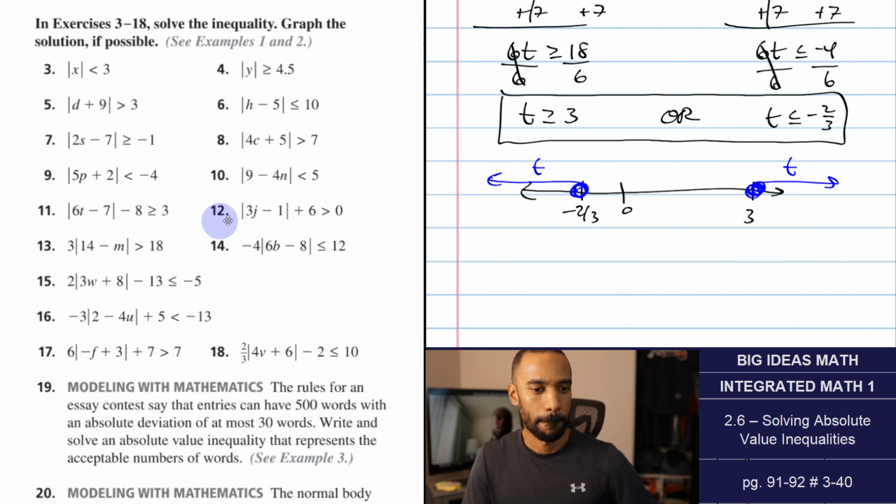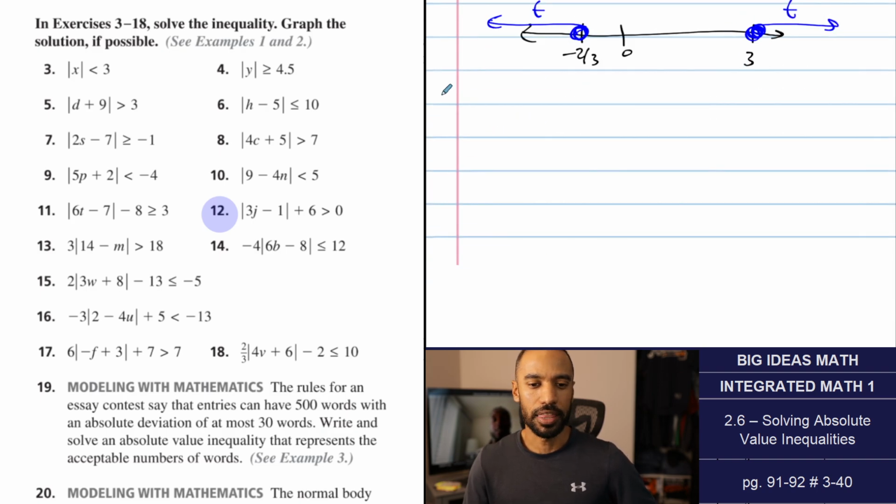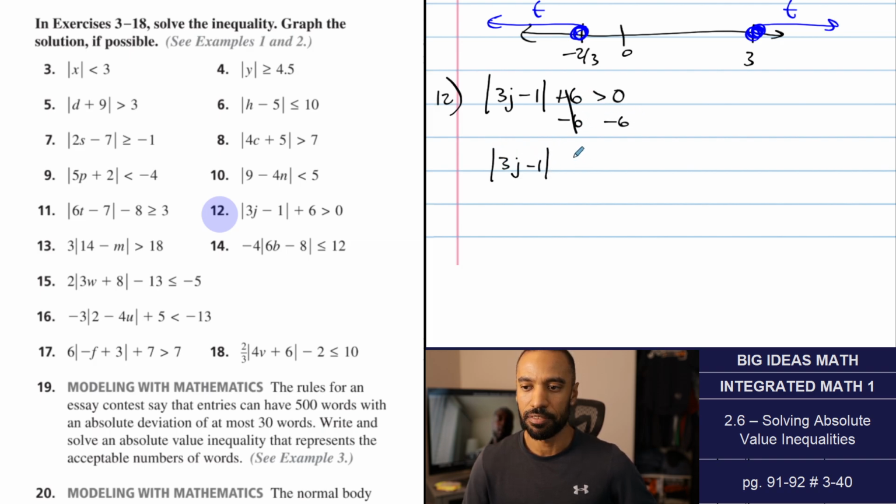Number 12. A lot of these are kind of 2 problems in one. Number 12, absolute value of 3j minus 1 plus 6 is greater than 0. When I subtract 6 from both sides, suddenly we are taking absolute value and it has to be greater than a negative. That will always be true. So once we hit here, we have an all real numbers case.